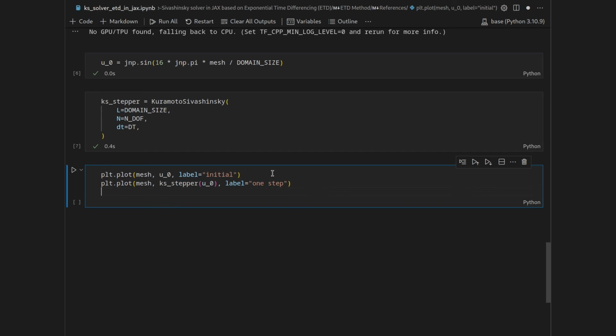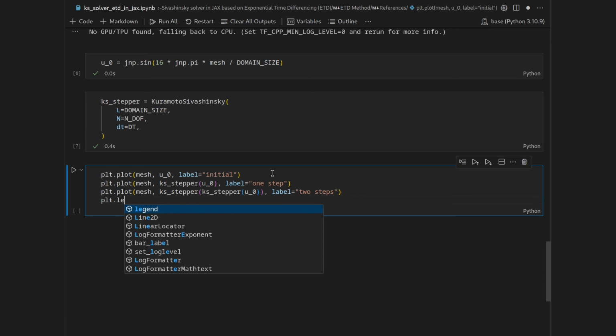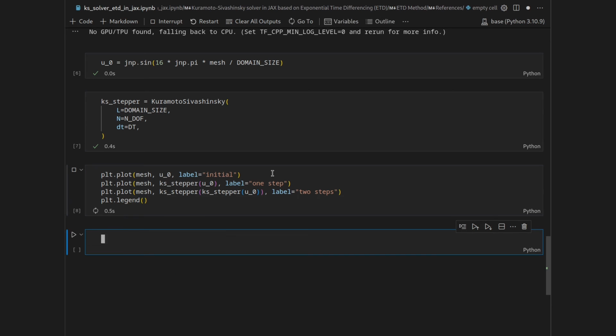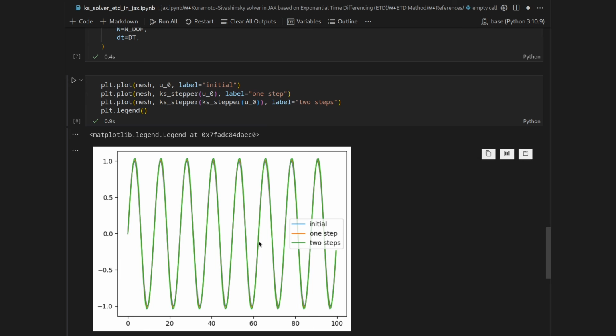And then now I want to present to you this concept of autoregressive rollout. So we will just apply it again on its own output. So we'll do mesh and then KS stepper applied to KS stepper on u0. And this one gets the label 2 steps. Then let's get ourselves a legend and hit enter, and now it gives us this plot.